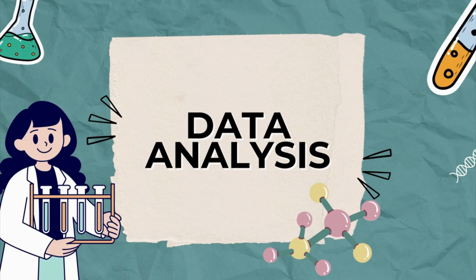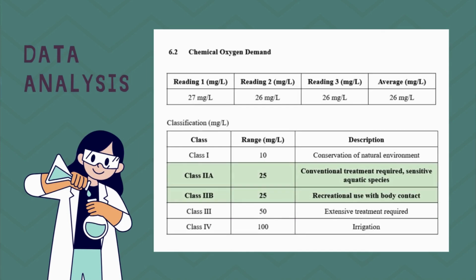For data analysis, the chemical oxygen demand in our lake averaged 26 mg per liter. This likely exceeds the Class 2A limit of 25 mg per liter, which is the standard for conventional treatment and protection of sensitive aquatic life. Therefore, the lake water requires proper treatment, especially oxidation and biological processes, to reduce the organic load before use.